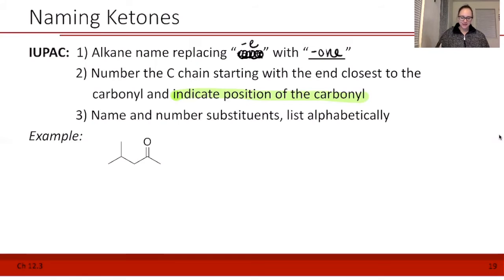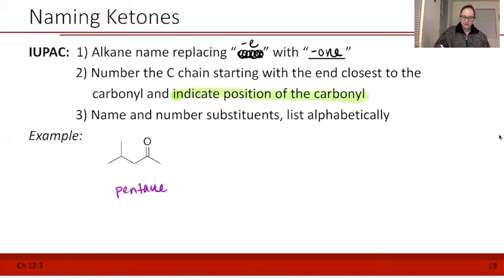So let's do an example with this molecule here. My base chain, if I just count my carbons, is 5 carbons long. I'm going to try and do my steps in order. Our first step is to just have our parent chain name. I have 5 carbons, so it would be pentane, but I'm going to get rid of the E and replace it with O-N-E. So pentanone is the name.